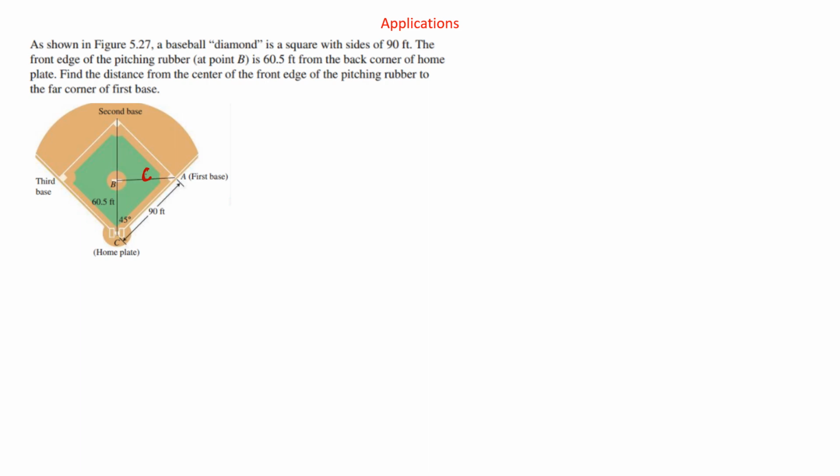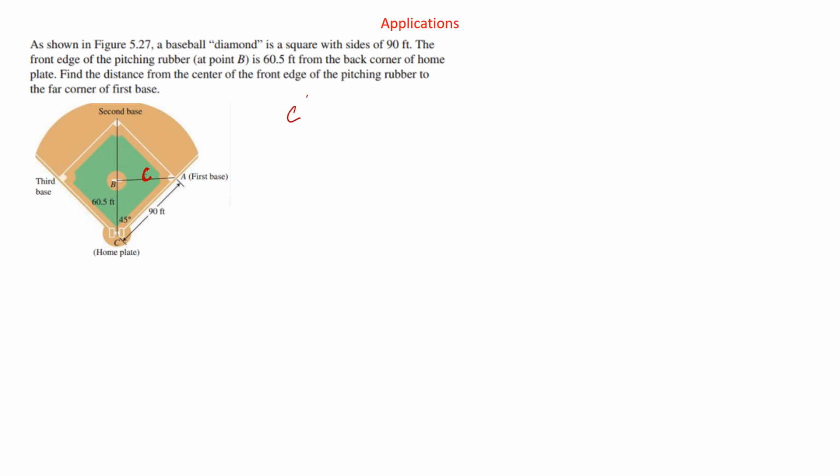Now, the pitching mound is along that line from home plate to second base, but it is not on the line from first base to third base. It's a little bit in front of that. So this isn't a right triangle here. Like angle B, there is not a right angle. So we have to use law of cosines. It's a side angle side question here.